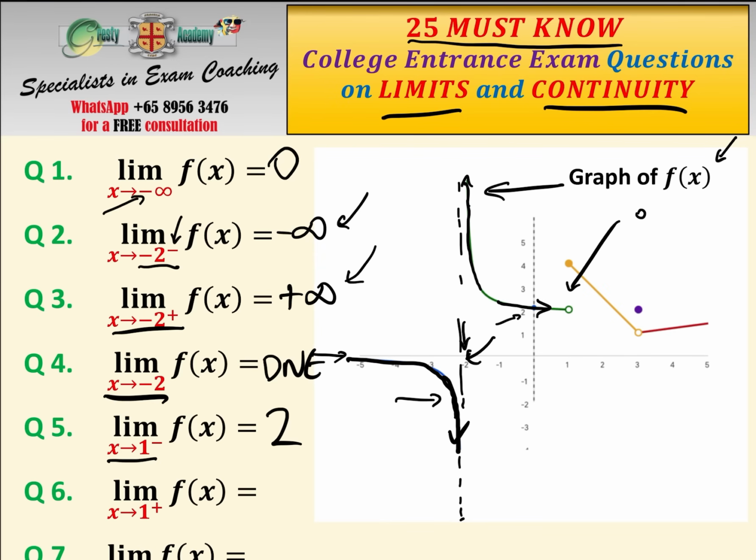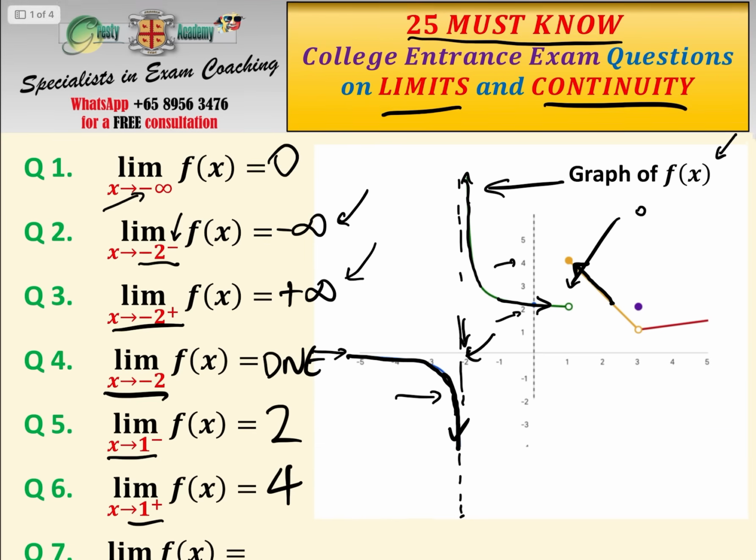What about the limit as x approaches 1 from the right? Well, this time we're going to follow this orange line here. As we approach 1 from the right, it is going to approach 4. So the limit as x approaches 1 from the right is 4.